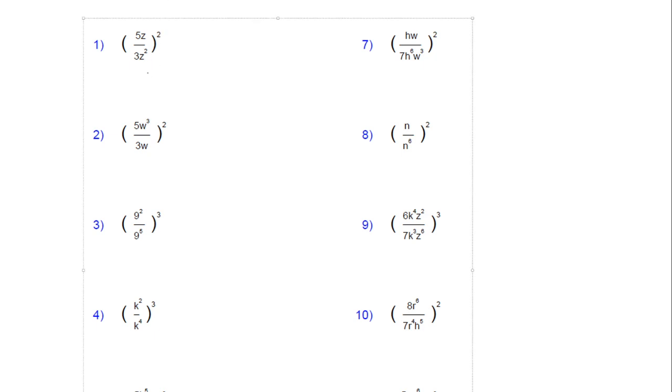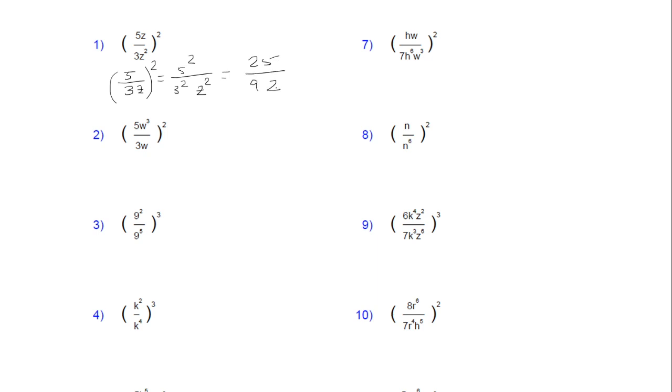Starting with the first problem, it's always good to simplify whatever's inside the parentheses. So I cannot simplify 5 over 3, but I can simplify z over z squared to get z in the denominator. Once I have it simplified, I can then square everything. So it's going to be 5 squared over 3 squared and z squared. 5 squared is 25, 3 squared is 9, and then z squared is just z squared.